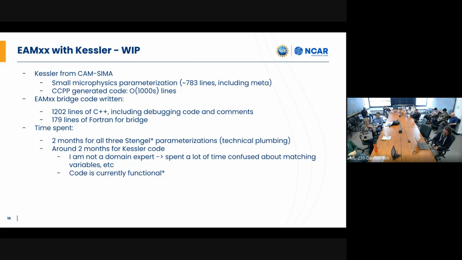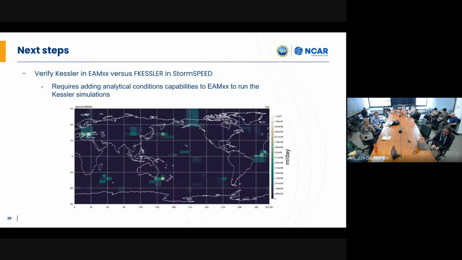But currently the code is functional, as in it is running and we get an output, at least on a very, very coarse grid. Our first next step is obviously to verify that it's working correctly. We're planning on comparing that to F-Kessler and storm speed. But in order to do that, we have to figure out how to implement analytical conditions into EMXX so that we have matching initial conditions, because it's not a good comparison if you're doing a different simulation.